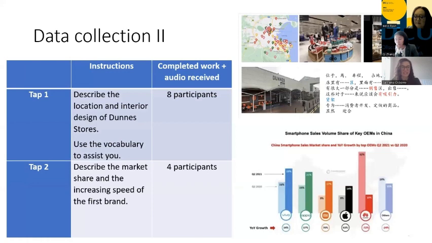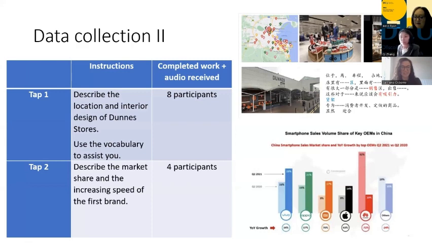So the data collection: what did we actually gather here? The blue box on the left-hand side is the think aloud practice. The first task asks students to describe the location and interior design of Dunnes Stores. Dunnes Stores is a local supermarket, found all over Ireland, and it's Irish owned and quite a popular store over here.